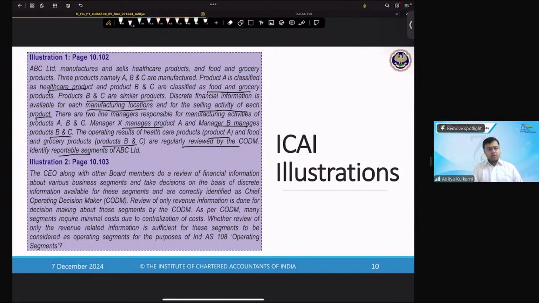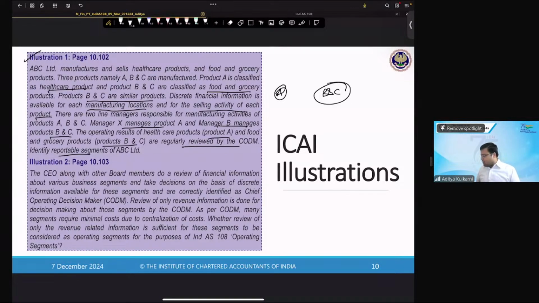Now tell me, what is going to be my identified segments? Healthcare and food and grocery segment, 2 segments. Yes, 2 segments. You cannot go by product structures. That's right. So A becomes one segment, that is healthcare. B and C together becomes another segment, that is food and grocery. Okay. So that takes care of this.